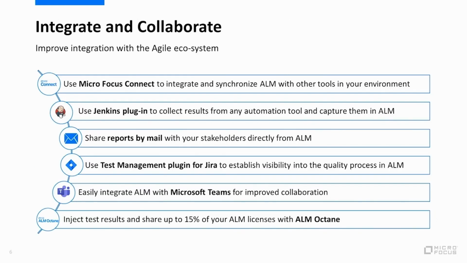We also improved the integration with the Agile ecosystem. With Micro Focus Connect, you can easily integrate ALM with a variety of tools in your tool chain. Using the enhanced Jenkins plugin, you can collect results from any automation tool and capture them in ALM. You can now share reports directly from ALM by mailing graphs from the analysis view. The new test management plugin for Jira helps Jira users to establish visibility into the quality process being managed in ALM without the need to log into ALM.